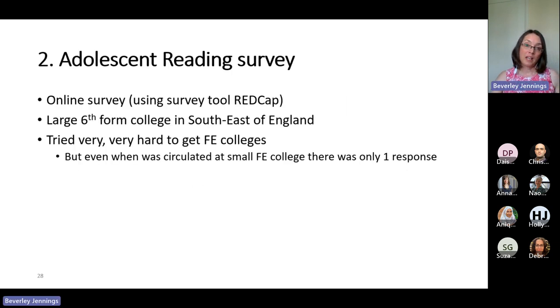So to go on to the second part of my research now, I wanted to find out what students were actually reading to see if it was going to match what I was finding out they needed to be reading. So I had an online survey using the survey tool Redcap. Most of my respondents came from a large sixth form college in the southeast of England.